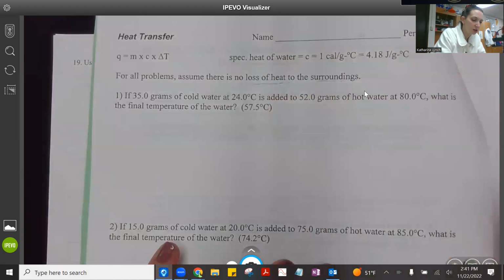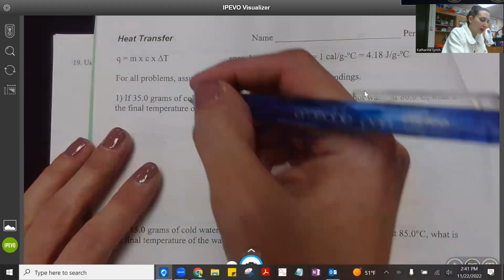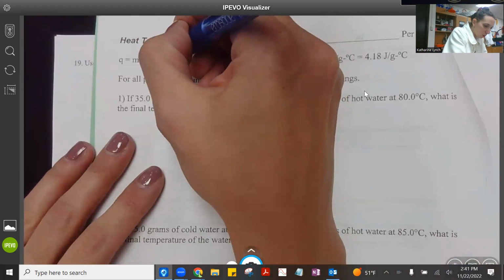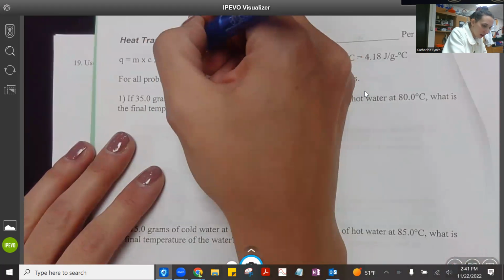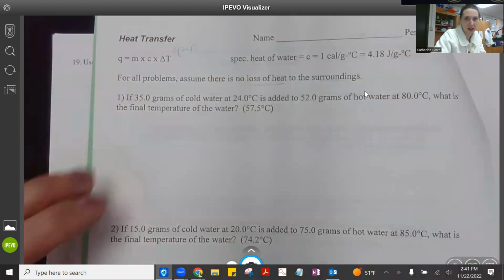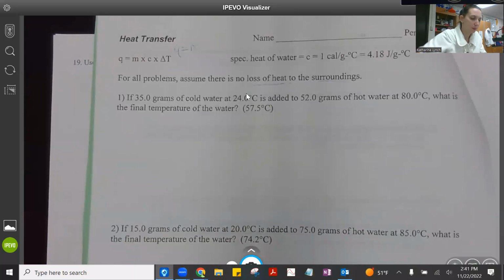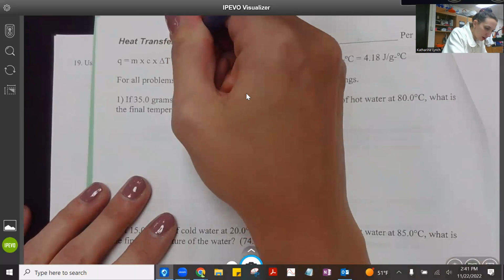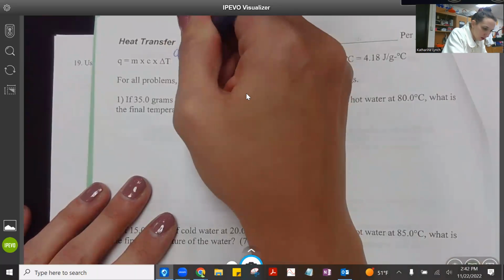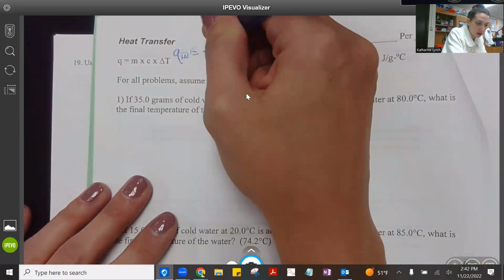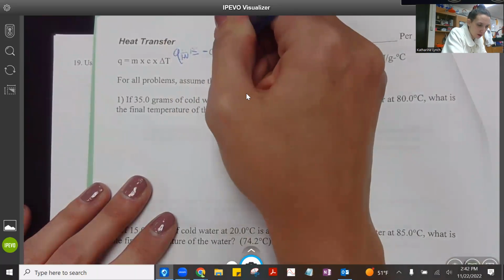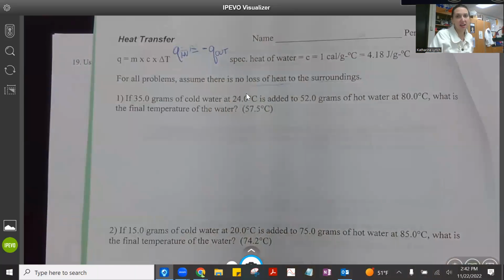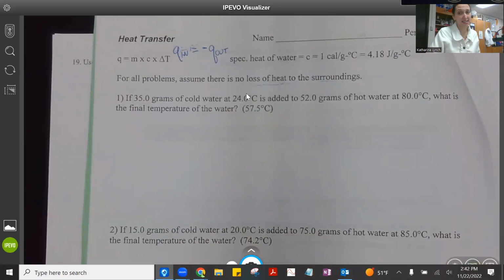So when we have heat transfer, we are going to say that our warm object, our heat in, is going to equal our heat out. So our heat in is going to equal the release of the heat out of the hot object. So heat in is going to equal heat out. That's going to be our heat transfer big idea.